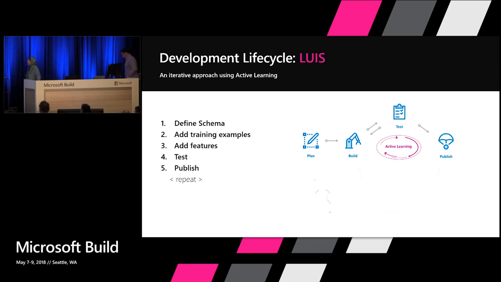So you start off in the planning for your Lewis application. And when you plan your Lewis application, it means that you need to define your schema. You need to define what intents and what entities would exist in your application. What kind of intents do you want to differentiate between, right? And what kind of parameters are important for you to be able to take actions based on detecting these intents.